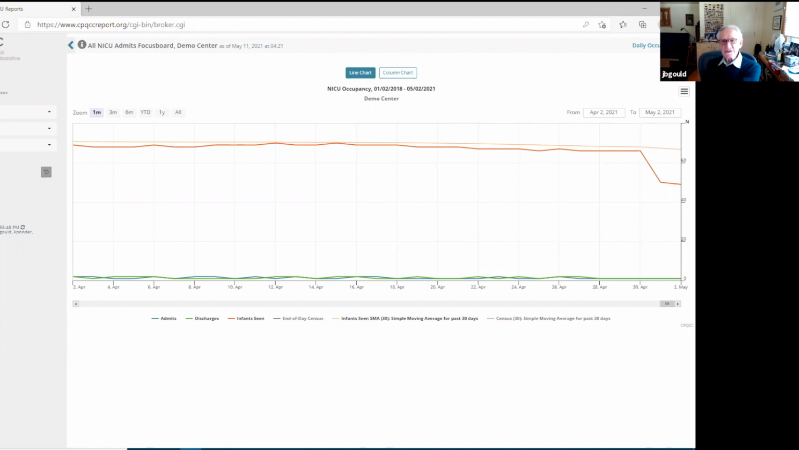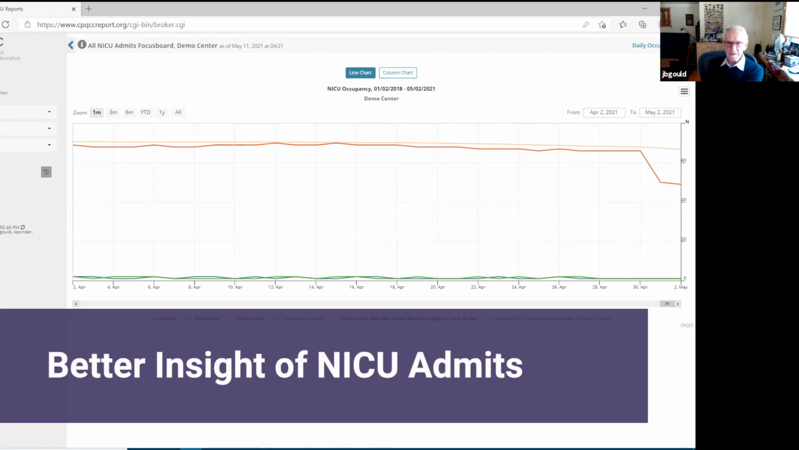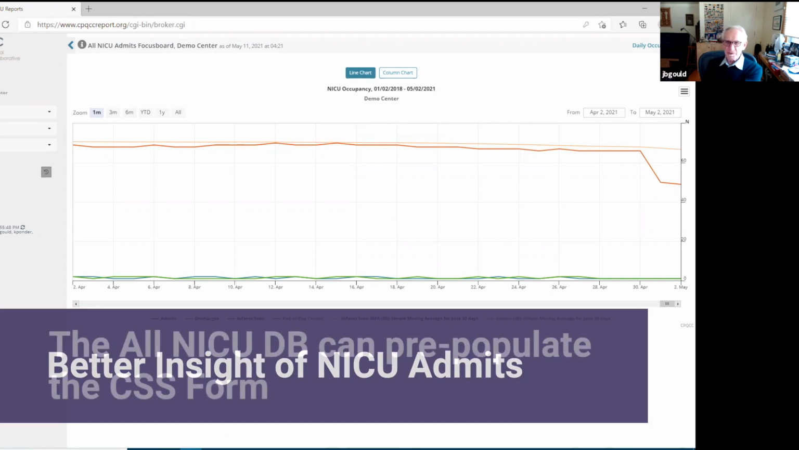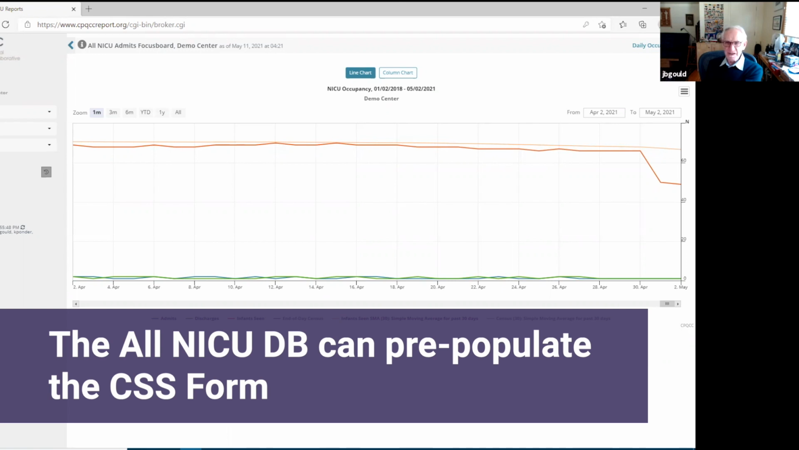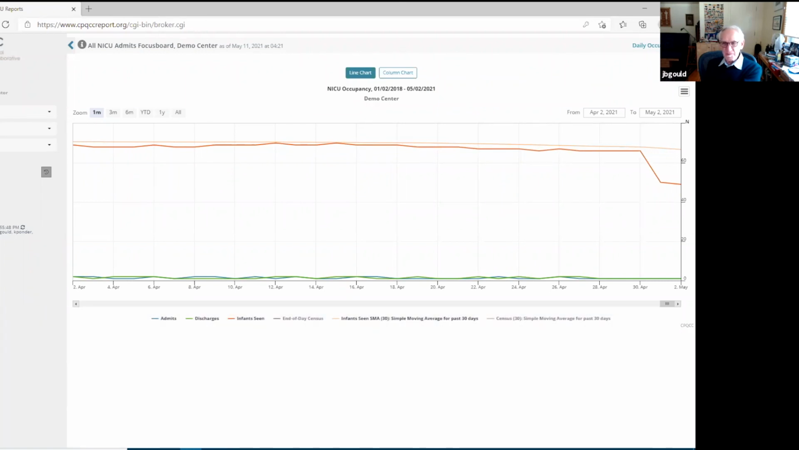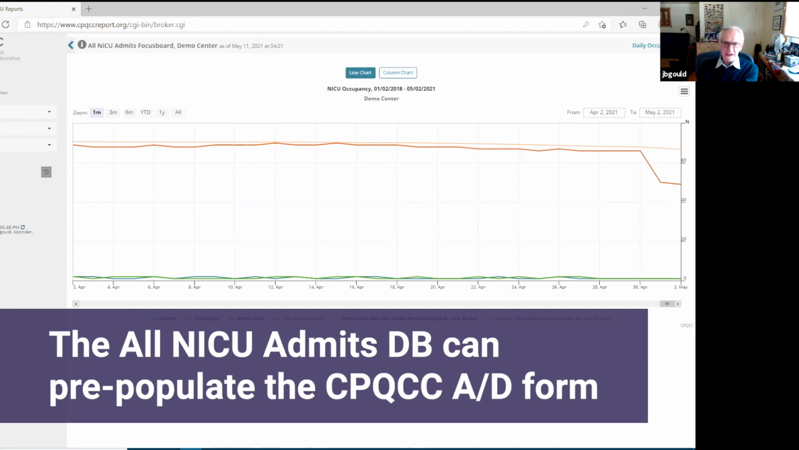So two reasons to go to the all baby data set. One is so you can have a better insight on who you're taking care of, and two, so you don't have to worry about filling out all those little numbers on the CCS form. The all baby data set has all those numbers and can spit them out to build a report that you can then just review and give us permission to pass on to CCS. What you put in the all baby data set that is applicable to the high risk babies automatically gets transferred. So there's no double entry involved.